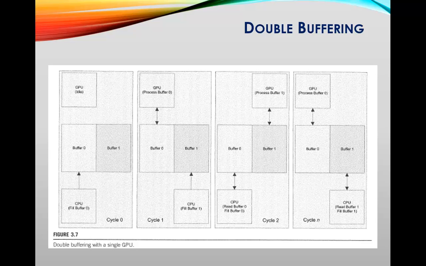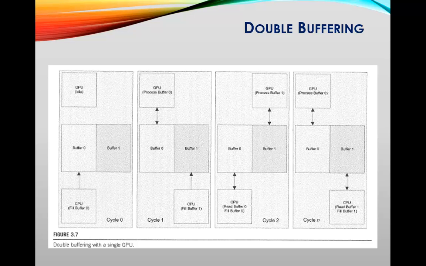And then in the next cycle, your GPU can move on to process buffer 1, and then the CPU will be able to read the data that was created by the GPU and put in buffer 0, and at the same time fill buffer 0 for your GPU to process next. And then the CPU and GPU will be able to flip-flop between the two buffers that you have here, and this effectively doubles the speed of your processing.